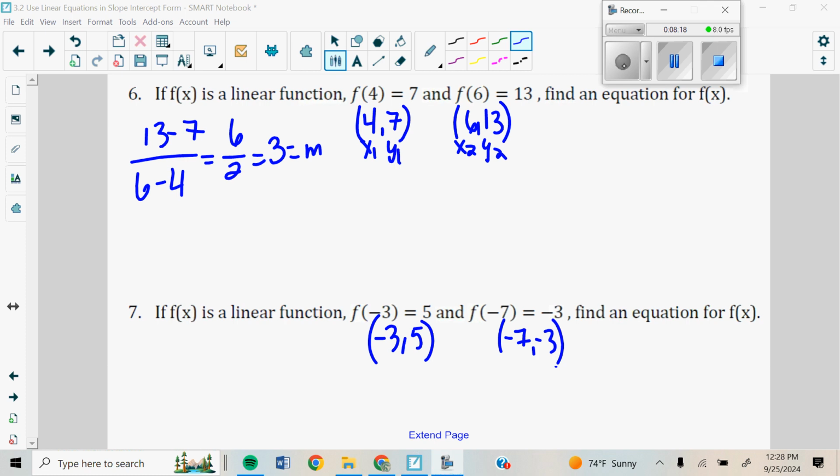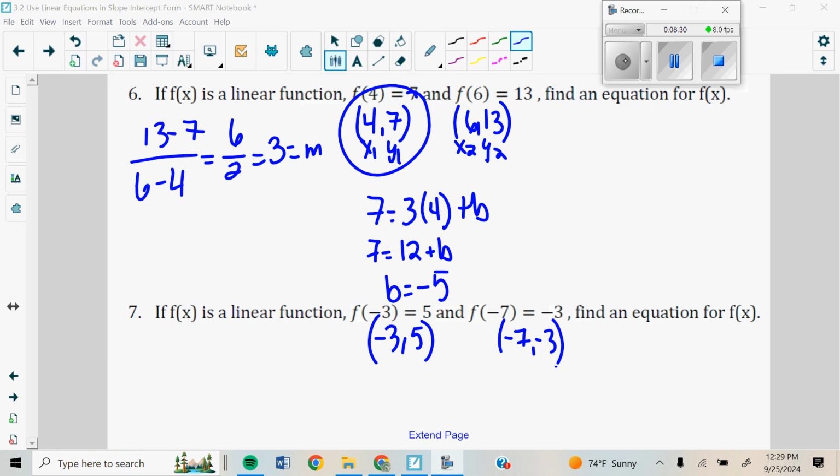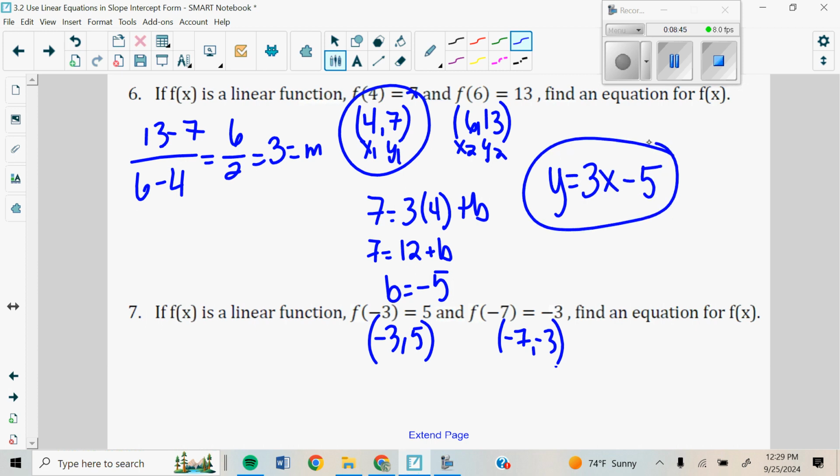Okay, check in. How did your slope go? I got a slope of 3. Did we get the same? All right, pick one of your 2 points. Doesn't matter which one, and plug it into slope-intercept form. All right, how'd it go when you plugged in to find your b? I found my y-intercept to be negative 5. I used the first point. You will also get negative 5 if you use the second point. So my equation looks like y equals 3x minus 5.